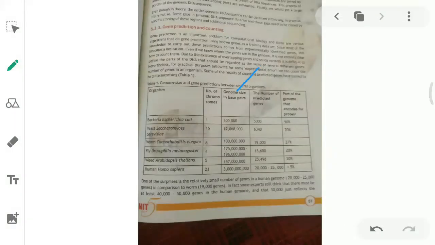Okay, this is a table giving different information regarding the genomes and their number of genes, etc. Some board questions come from this particular portion. Let us see what this is. They have given bacteria, yeast, worm, fly, insect, that is a plant, and an animal, that is of course human being. You can see here the part of the genome that encodes protein gets reduced, and again you can see the total number of genes predicted by software. This is the genome base size. Okay, these are the number of chromosomes.